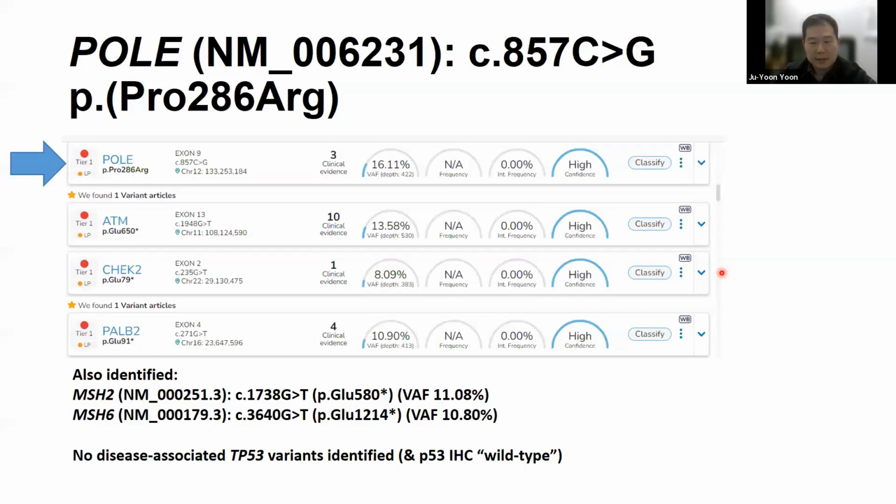And the NGS, so this is based on the in-house NGS panel that we're currently validating. When I run this case, I see, of course, a POLE mutation at a VAF of 16.1%, and also identified MSH2 and MSH6 truncating variants with a VAF around 10% as well. No disease-associated TP53 variant was identified, and the immunohistochemistry was a quote-unquote wild-type pattern.